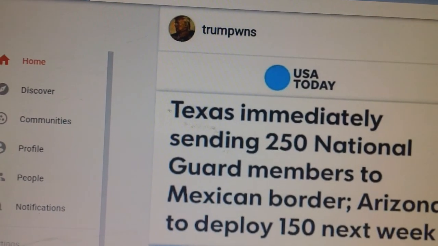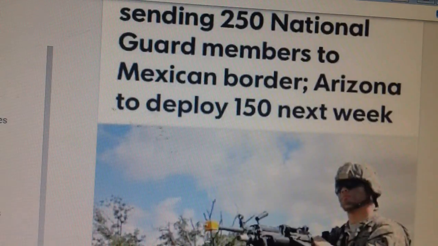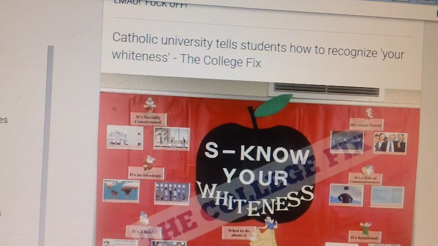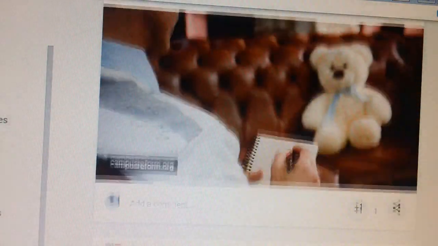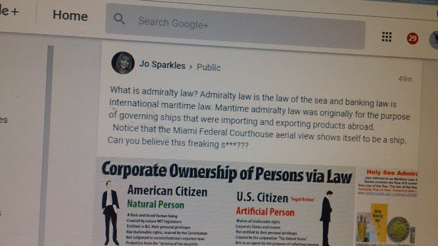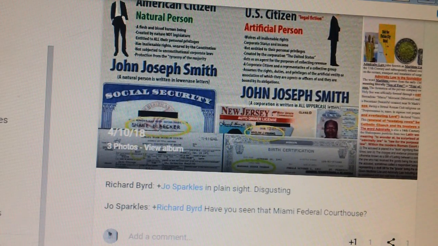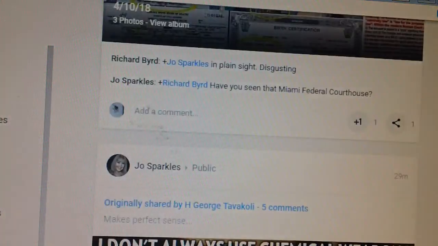Texas sending 250 National Guard members to the Mexican border, Arizona to deploy 150 next week. About time. Should have been done a long time ago. I bet illegals that are in the country right now are starting to do a little bit of sweating. Yeah, I thought that was really good of her to put that up there. That Miami Federal Courthouse was something else.